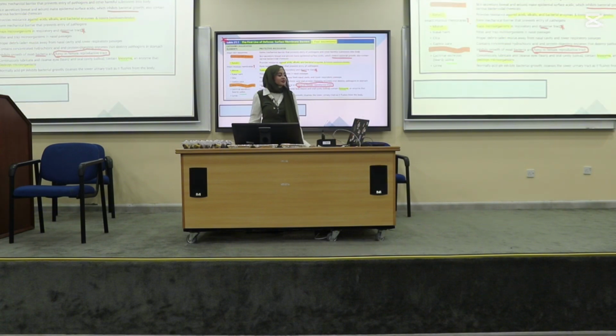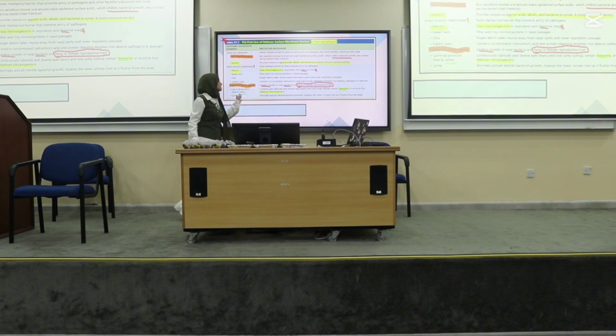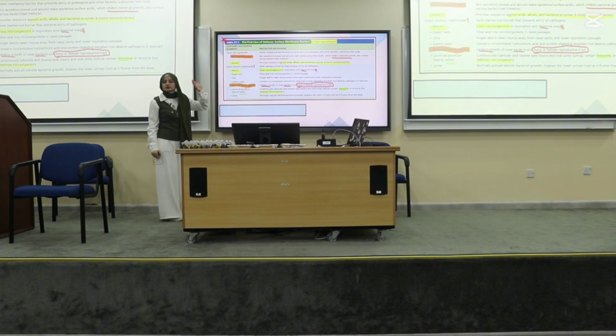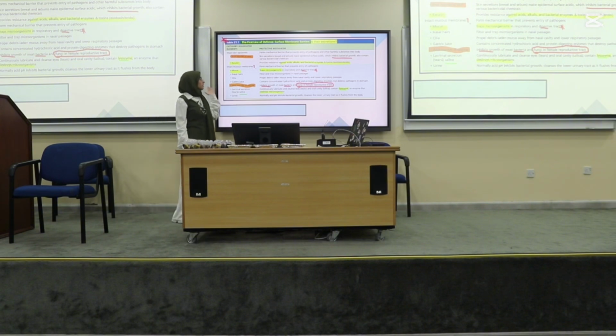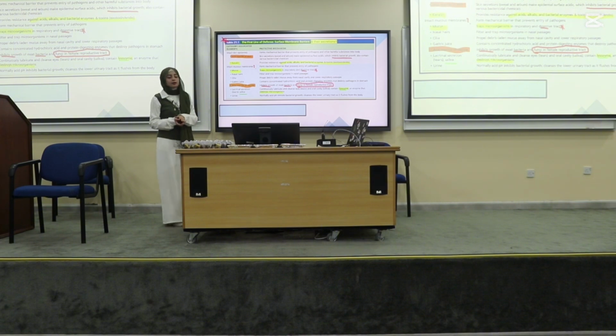Okay, guys, so whenever you see a table, it is important. It summarizes all of the first section of the chapter, especially the functions and what each layer secretes. So you can see here the acid mantle. Whenever you see acid, what is its main function? Kill bacteria, and inhibits bacterial growth. So you have the acid mantle of the skin, and this is a result of the skin secretions like sebum and sweat. All of these inhibit the bacterial growth. They also contain bactericidal chemicals. Bactericidal means it will kill the bacteria.